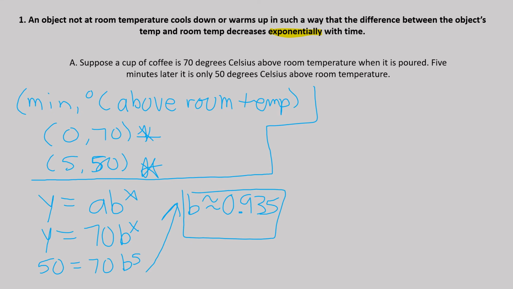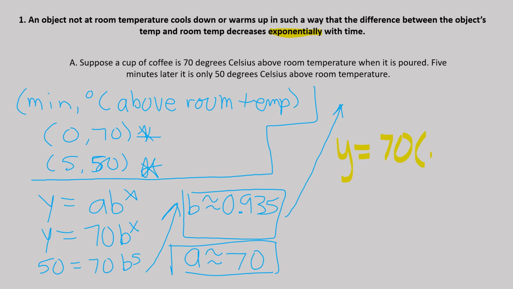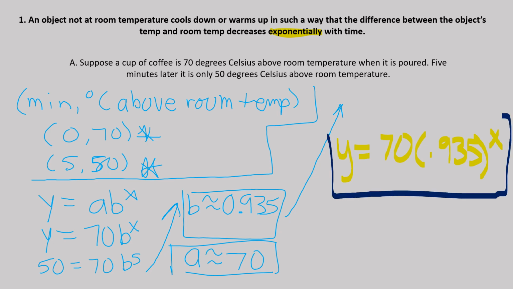And once we have our b, we could plug this in to get our a, or if you remember, we already know our a, which is 70. We're going to plug that in for our equation, and we are going to get y equals 70 times 0.935 to the x. And this is going to be very helpful for our next two parts of this question.